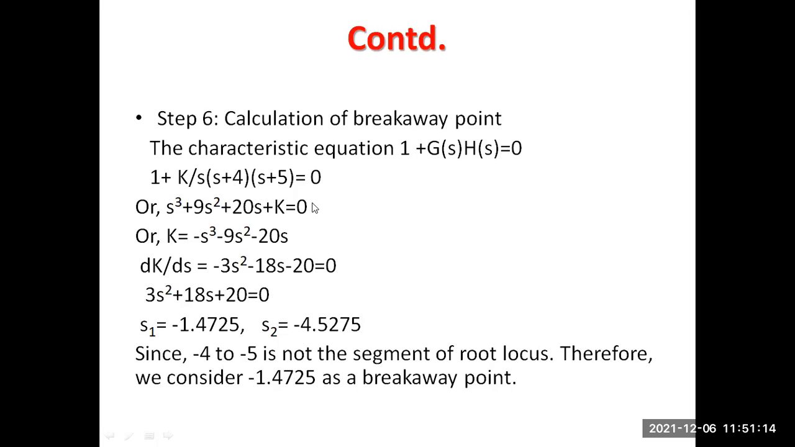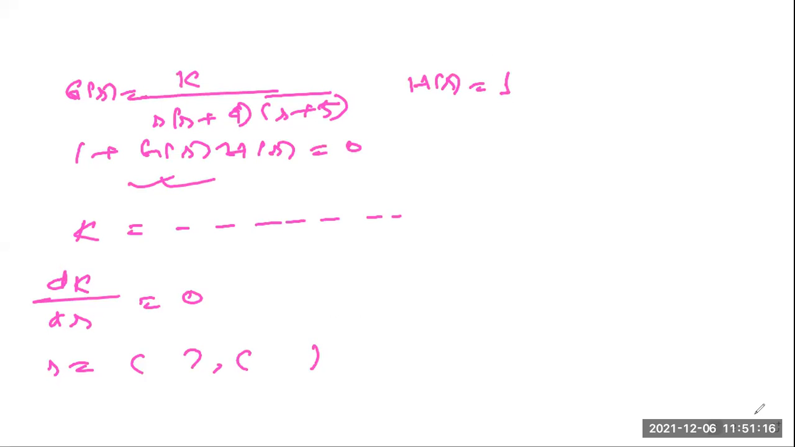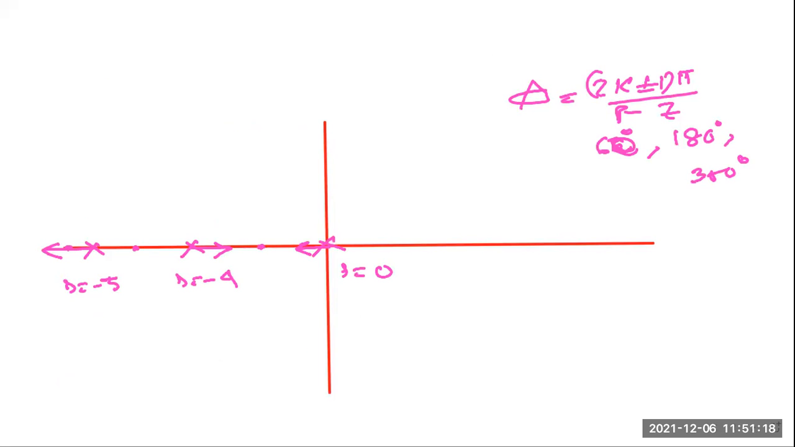How can we cross check it? Let us see. So you see, what are the breakaway points? You have got it. Just tell me. Minus 1.47.